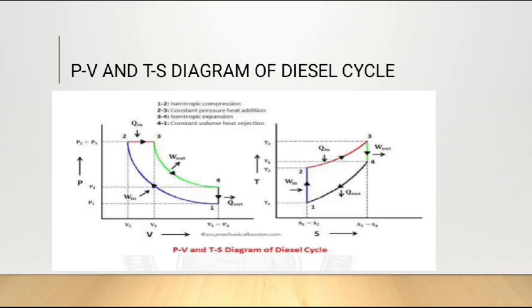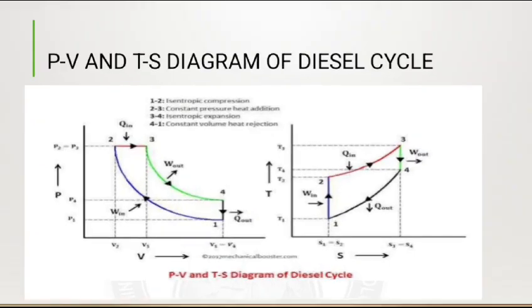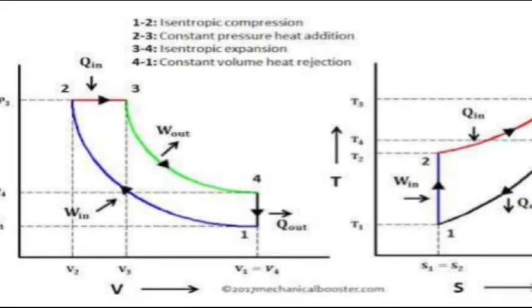PV and TS diagram for the diesel cycle. First one, process 1 to 2 is isentropic compression. Process 2 to 3 is constant pressure heat addition. Process 3 to 4, isentropic expansion. Again 4 to 1, constant volume heat rejection. This is the PV and TS diagram.